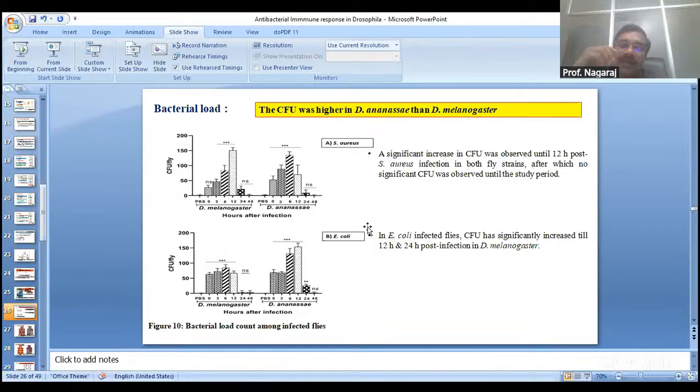We just counted this: colony forming units were higher in Ananassae than Melanogaster. So there is a straight correlation, when the bacterial load was high in Ananassae. Especially at 12 hours post-infection with SRES in both fly species, after which no significant CFU was observed and they clear. Whereas in E. coli infected flies, CFU is significantly increased from 12 hours to 24 hours post-infection in Melanogaster. So bacterial load is again slightly different, and it was higher in Ananassae than in Melanogaster species.